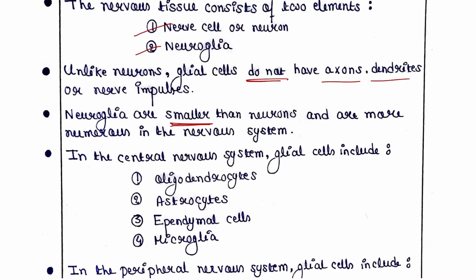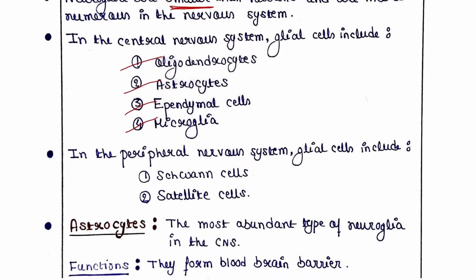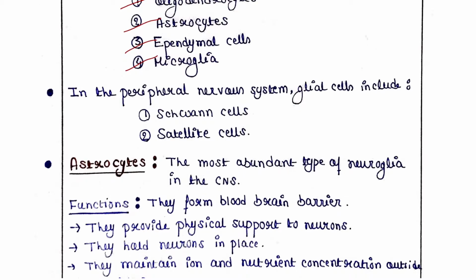In the central nervous system, glial cells include oligodendrocytes, astrocytes, ependymal cells and microglia. These four types of glial cells you will find in the central nervous system. In the peripheral nervous system, glial cells include Schwann cells and satellite cells. So in the peripheral nervous system, or PNS, you will find two types of neuroglia, that are Schwann cells and satellite cells.